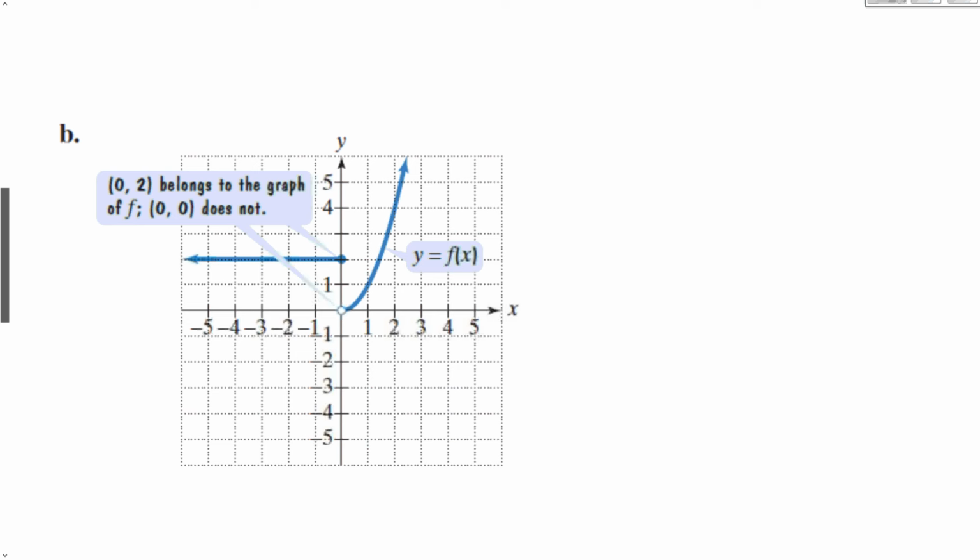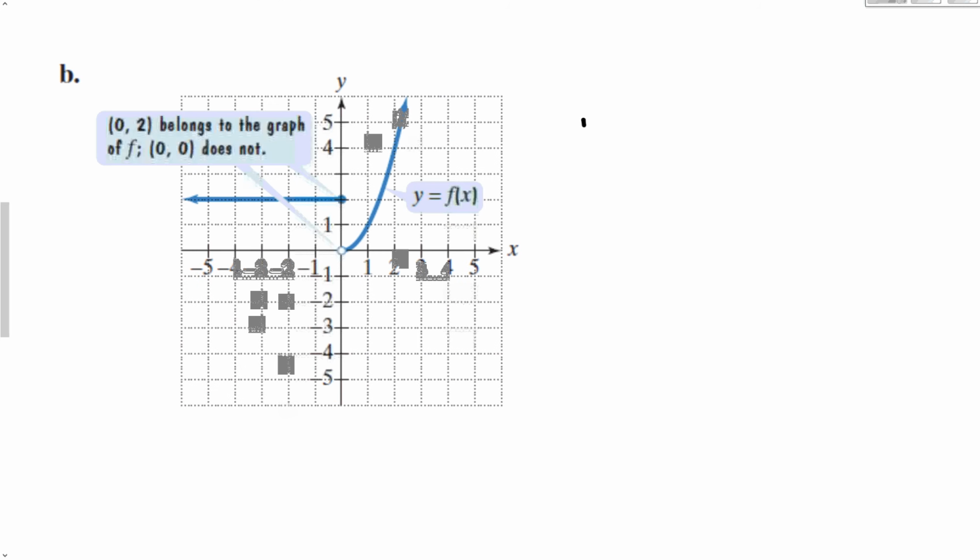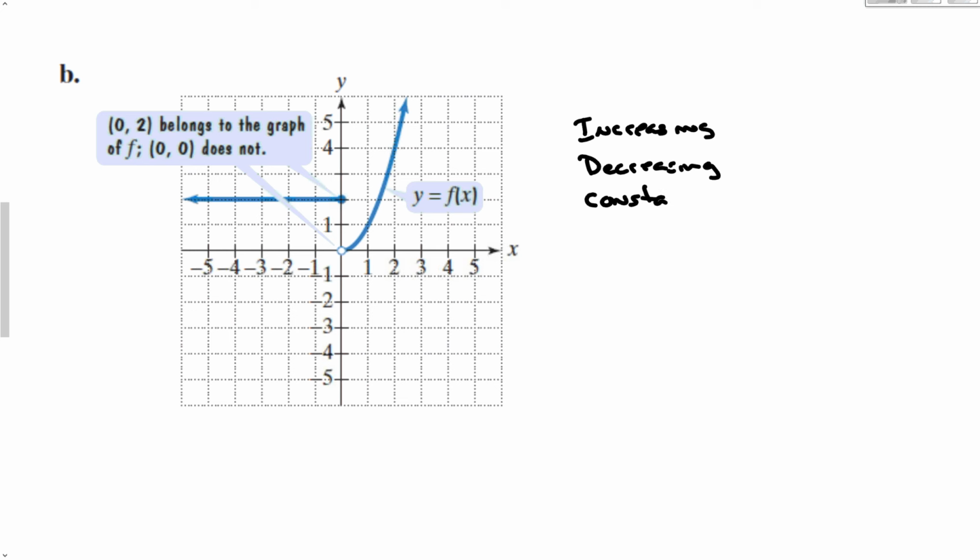So, increasing, decreasing, and constant. So where is this function increasing, where is this function decreasing, and where is this function constant? So it's increasing from 0 to infinity. Okay? It's never decreasing, right? Because there's never anywhere that the function goes down from left to right. And it's constant, it's flat, from negative infinity to 0. Always using parentheses with these functions. Okay?